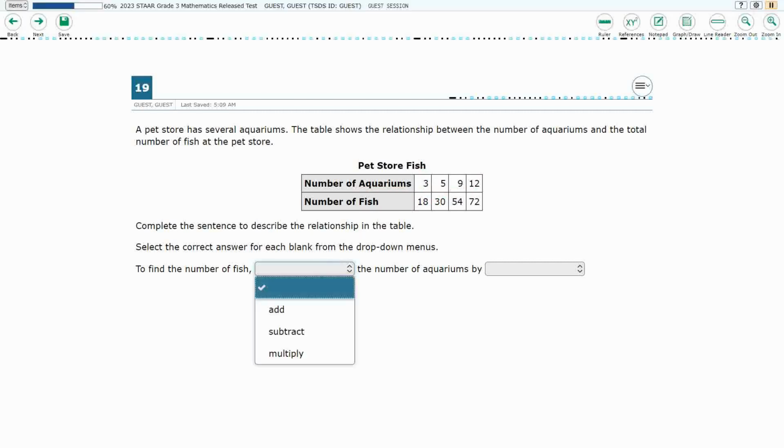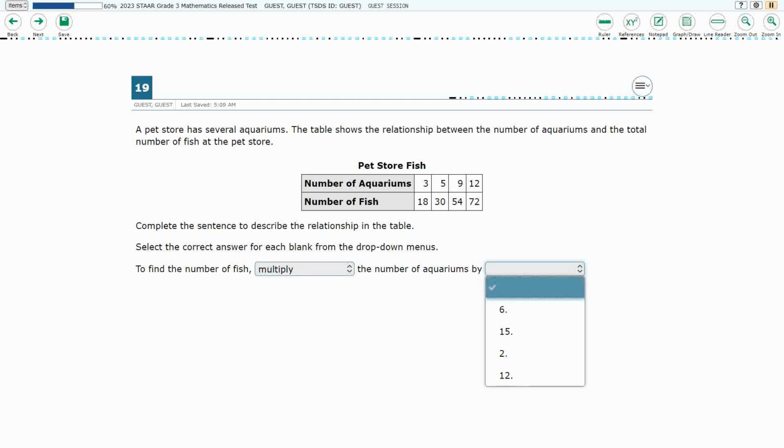To find the number of fish, add, subtract, we multiply the number of aquariums, right? We said we're going to do 6 in each one. So multiply the number of aquariums by 6. And that's how we get full credit.